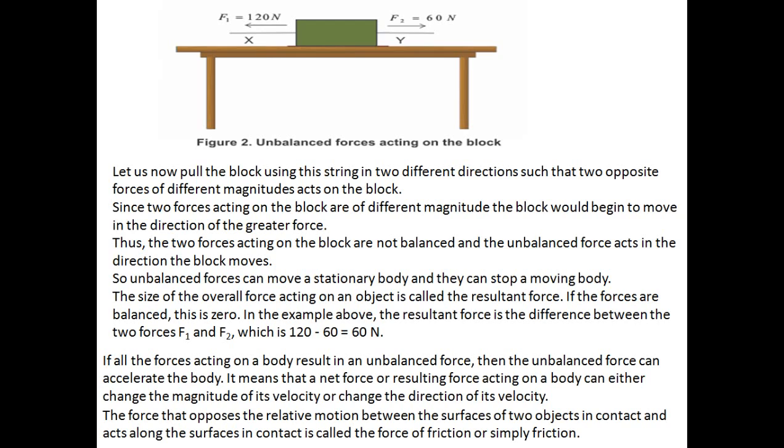Let's see the picture. Let us now pull the block using the string in two different directions, such that two opposite forces of different magnitude act on the block. Since the two forces acting on the block are of different magnitude, the block would begin to move in the direction of the greater force.